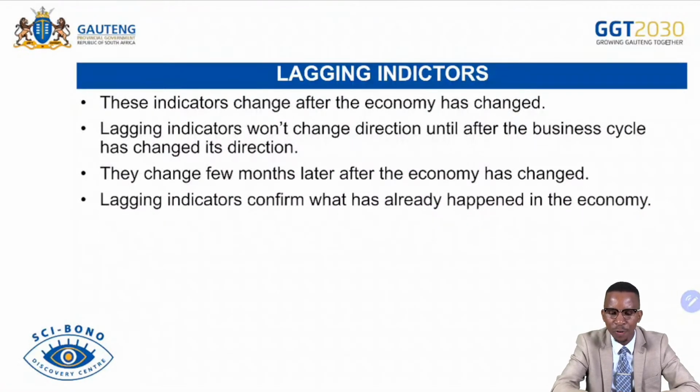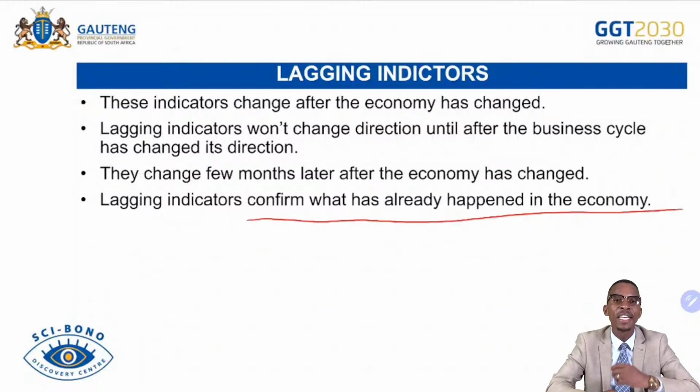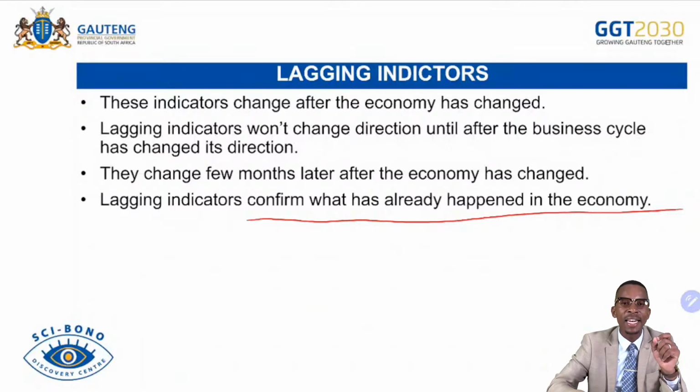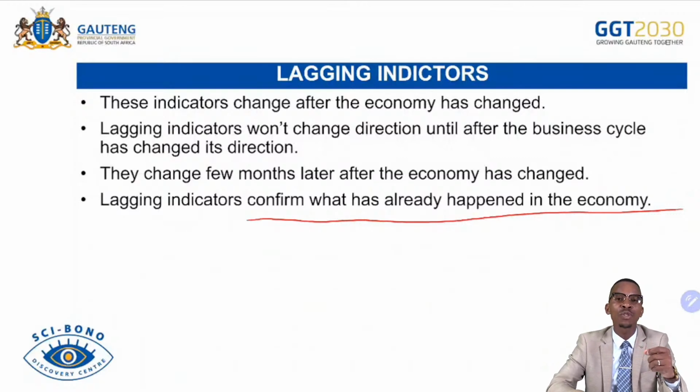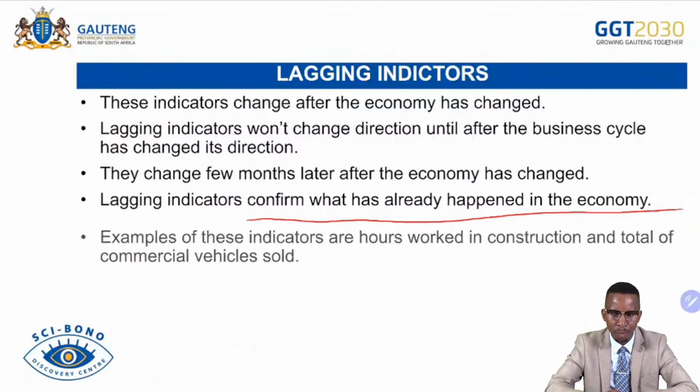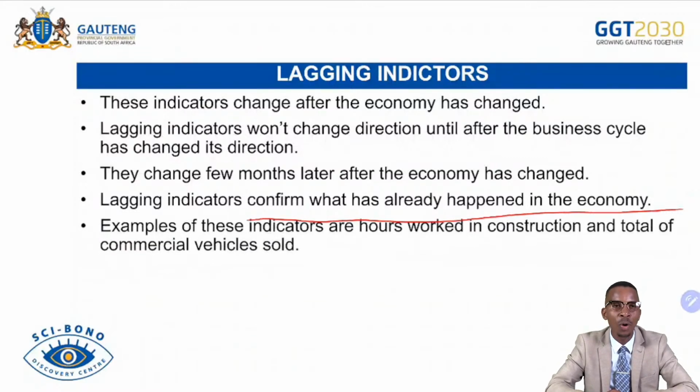Lagging indicators confirm what has happened in the economy. So they mainly confirm what has already happened in the economy. Unlike the leading indicators, which simply give us what is likely to happen in the future, lagging indicators confirm what has already happened in the economy. Examples of lagging indicators include the number of hours worked in construction and the total of commercial vehicles sold.